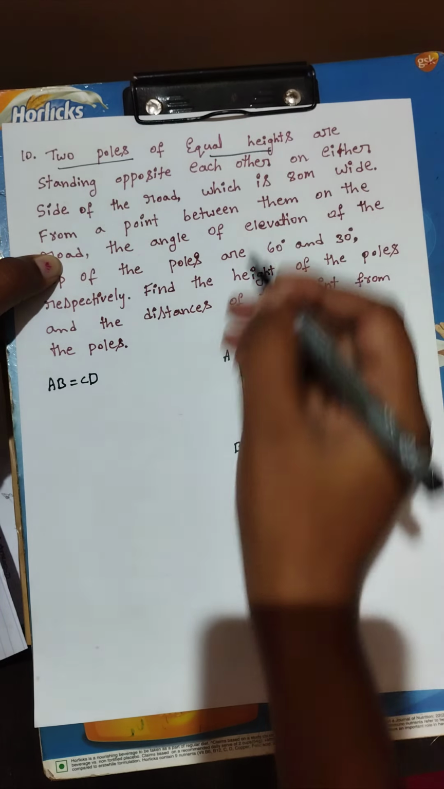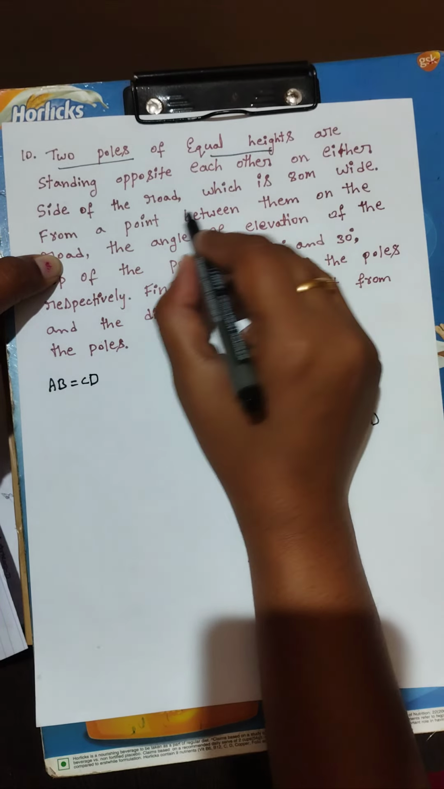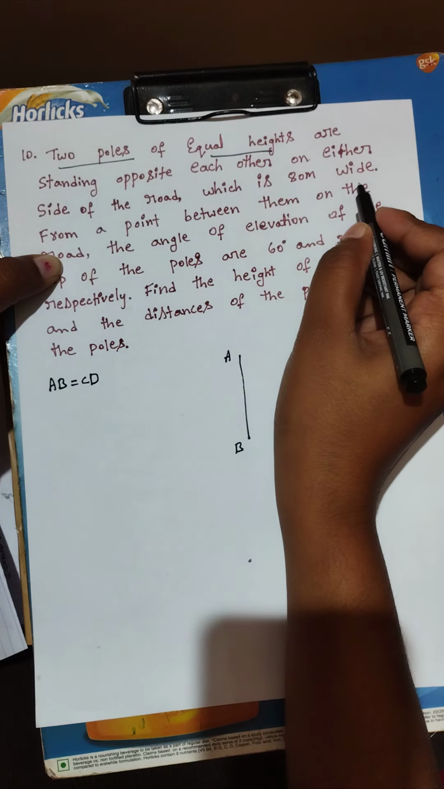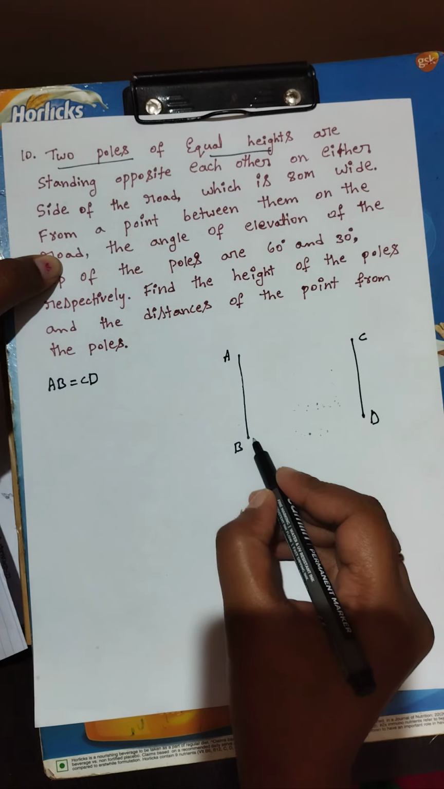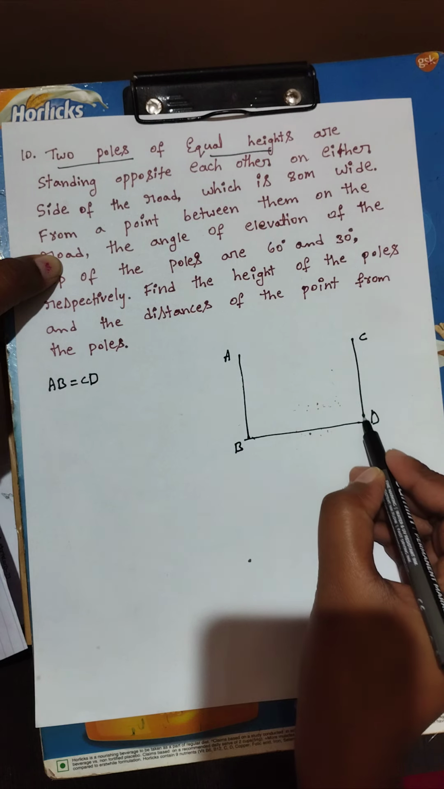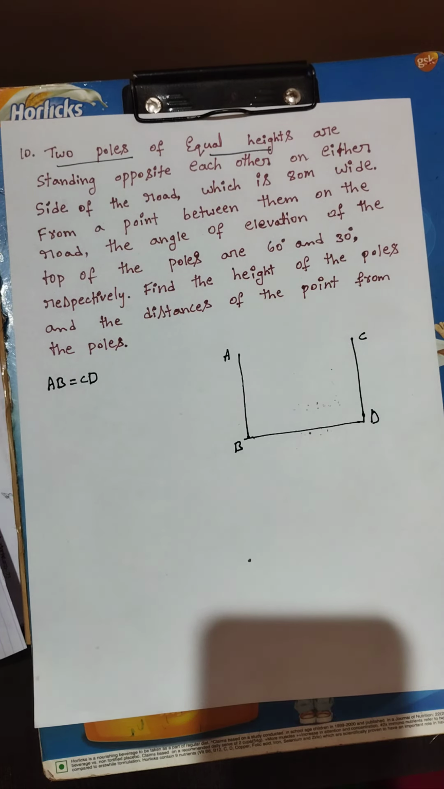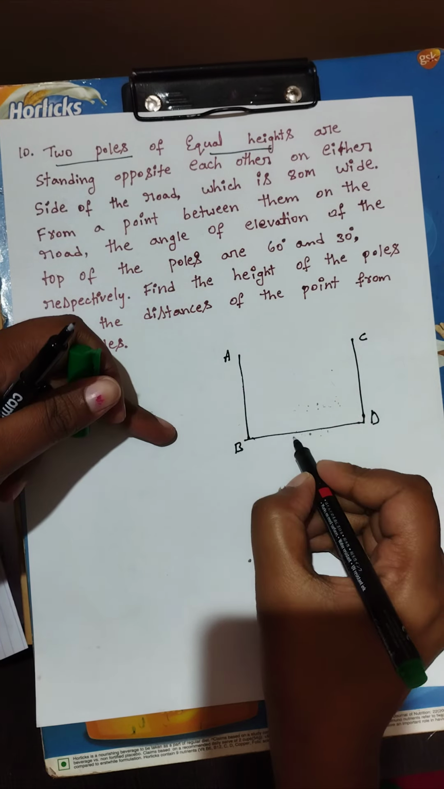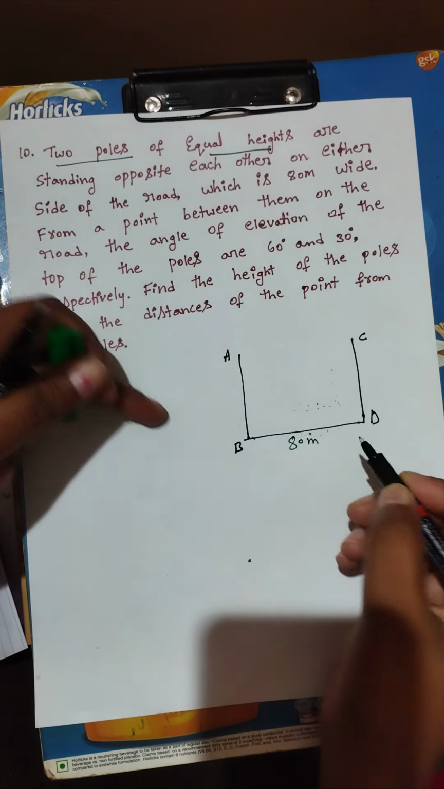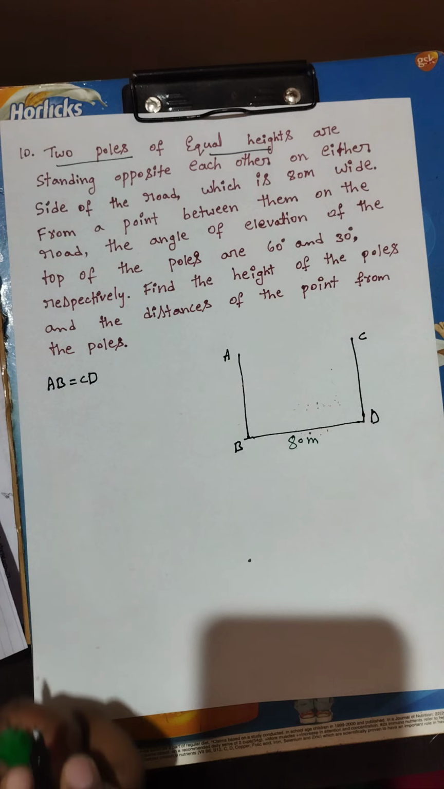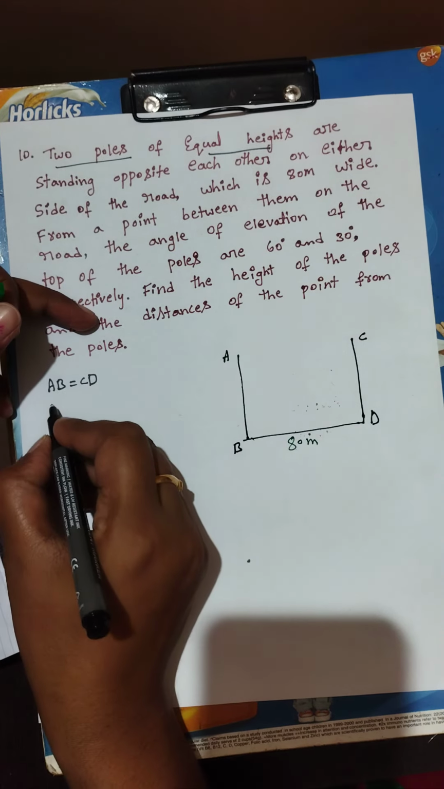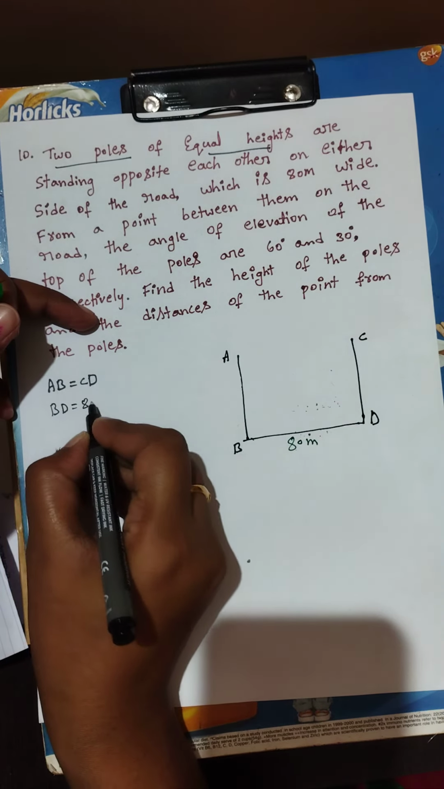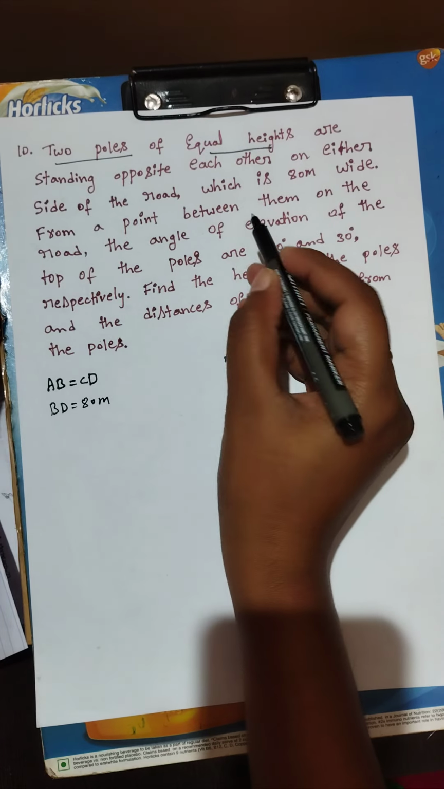It is clearly given on either side of the road which is 80 meter wide. That means this total distance they are giving as 80 meter. How much meter is it? 80 meter. That means BD they have given, that is 80 meter. Let us write BD is equal to 80 meter.